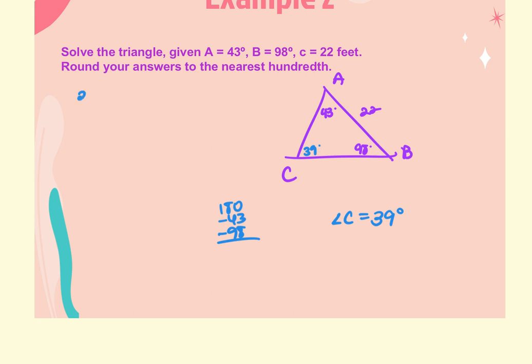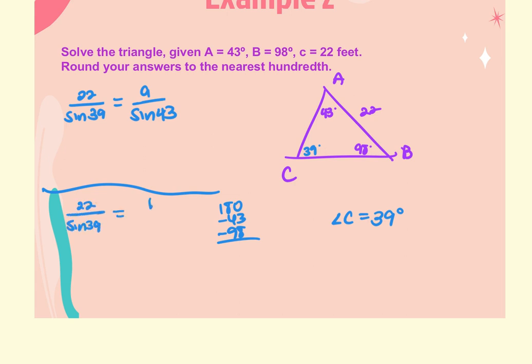I'm going to say 22 over the sine of angle C, which is 39, equals, I'm going to do it for A over the sine of angle A, which is 43. Sorry, I can barely tell this is an A. And then I'm going to repeat the process again. 22 over the sine of 39 would equal side B over the sine of angle B, which is 98.